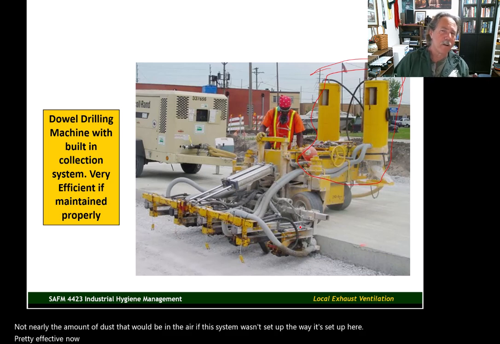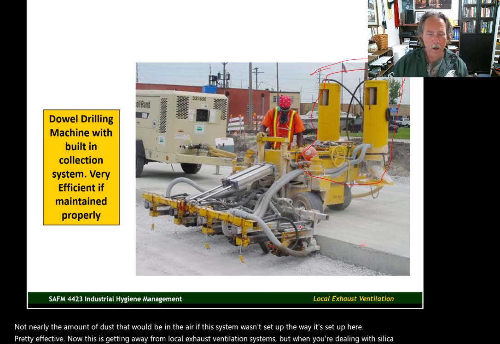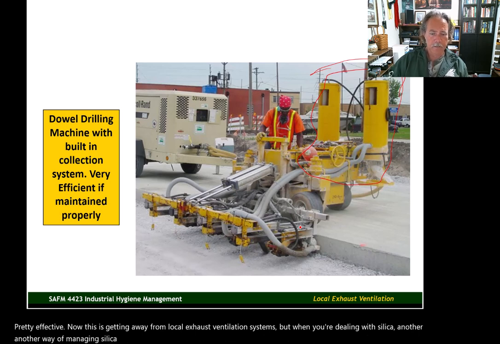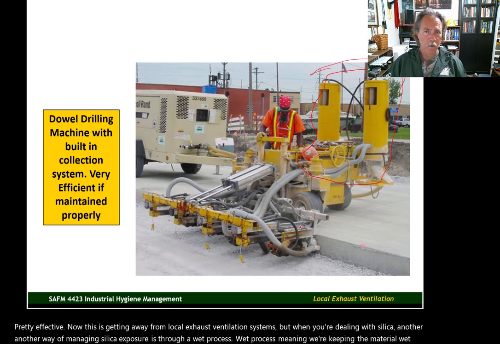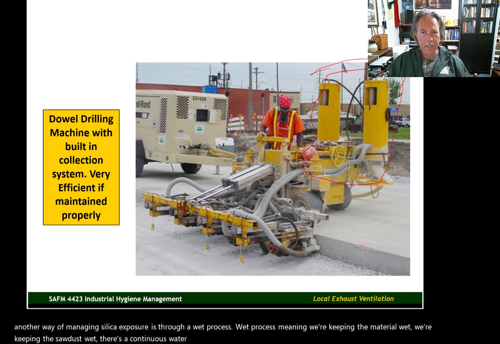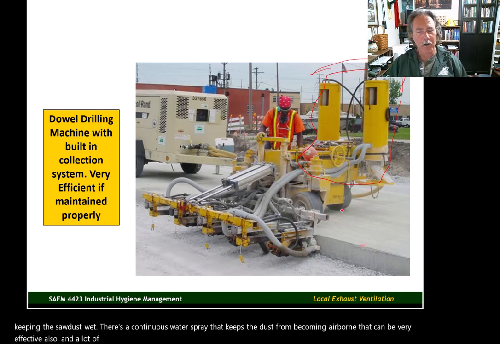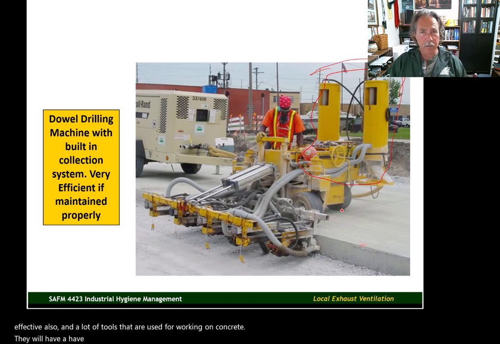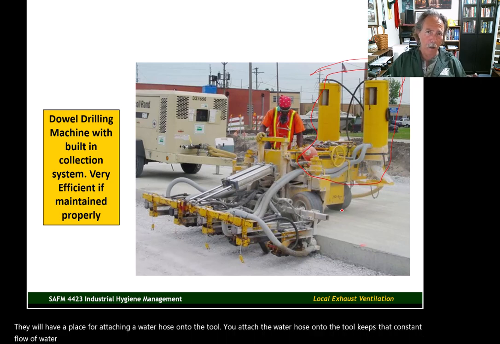Now, this is getting away from local exhaust ventilation systems, but when you're dealing with silica, another way of managing silica exposure is through a wet process. Wet process meaning we're keeping the material wet, we're keeping the dust wet. There's a continuous water spray that keeps the dust from becoming airborne. That can be very effective also. A lot of tools used for working on concrete have a place for attaching a water hose onto the tool. You attach the water hose, which keeps a constant flow of water going on the blade and on the material, and virtually no exposure if those things are working properly.